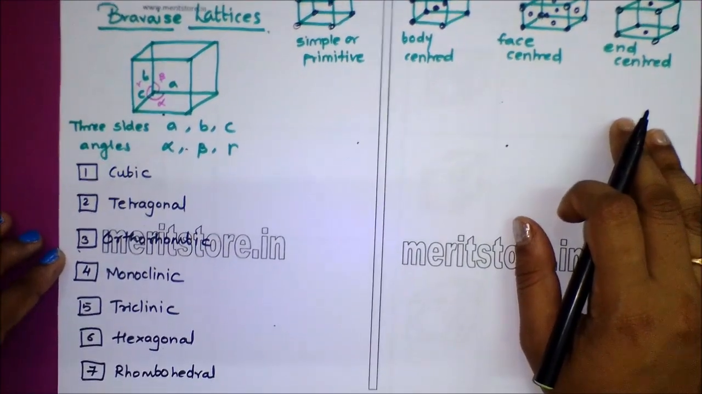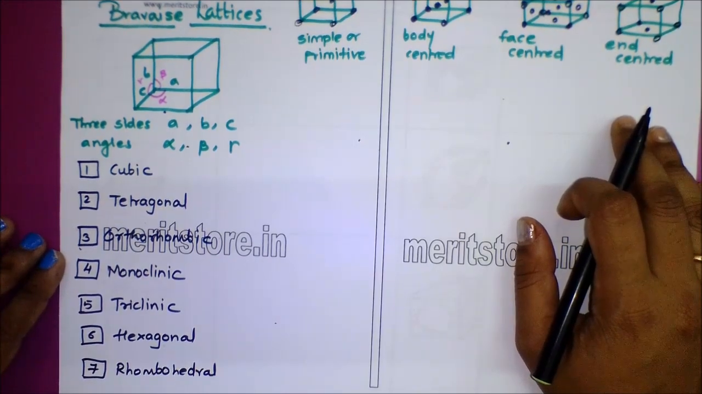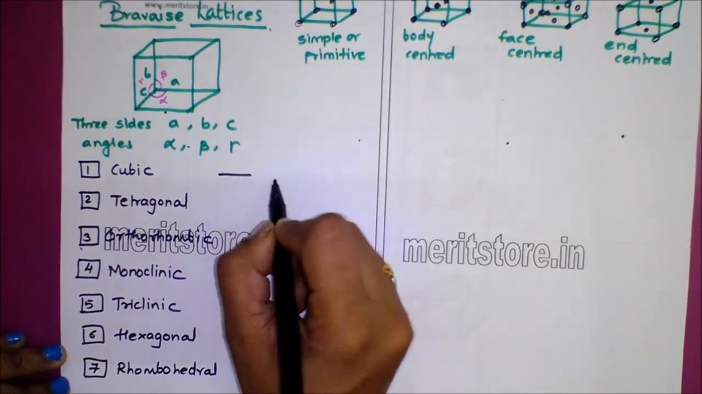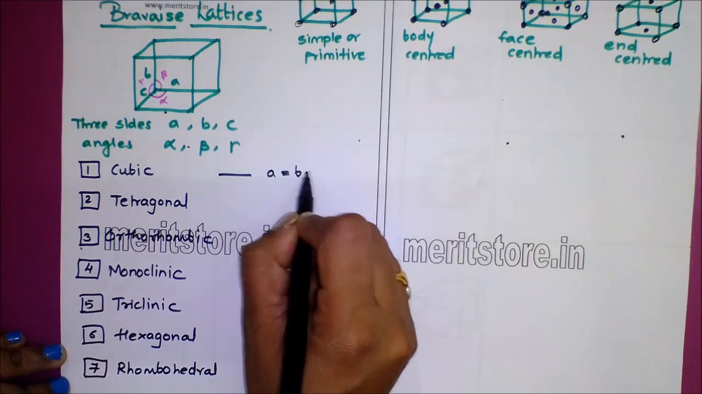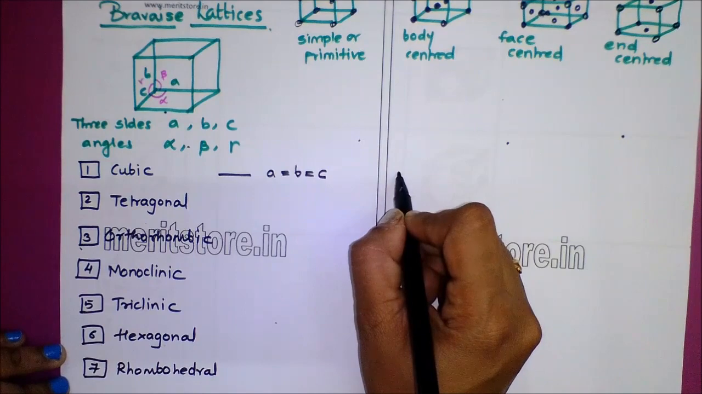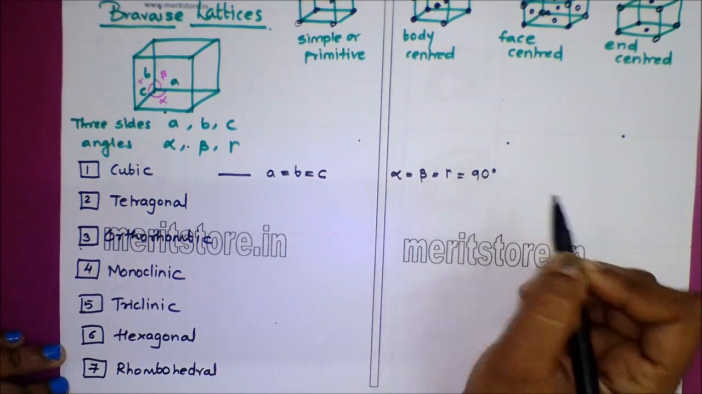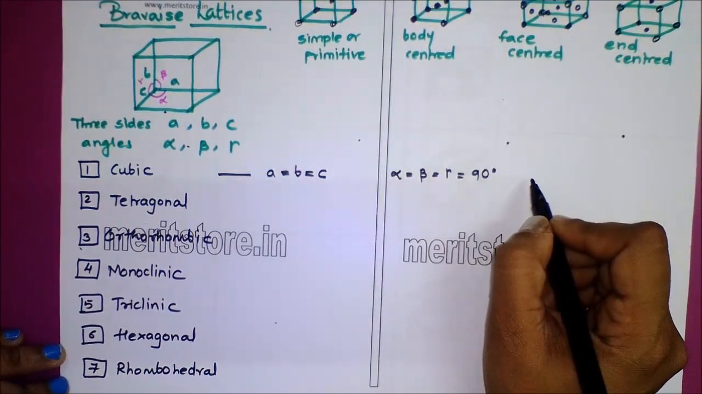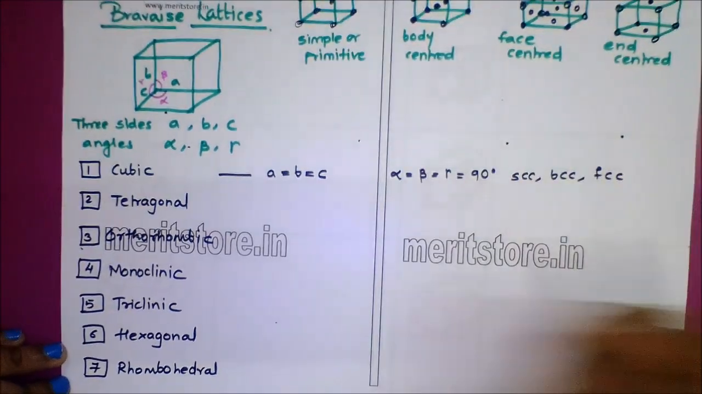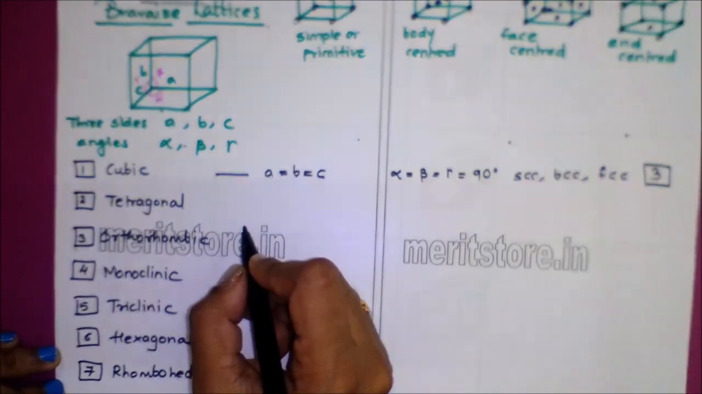Now depending on the descriptions of the different sides and the angles, we have classified the Bravais lattices into 7 basic Bravais lattices. When I talk about the cubic, we have a = b = c, that means all 3 sides are the same, and the angles will also be the same: alpha = beta = gamma = 90 degrees. Under this category, we have 3 different arrangements: SCC, BCC and FCC. So total 3 arrangements are possible for the cubic arrangement.